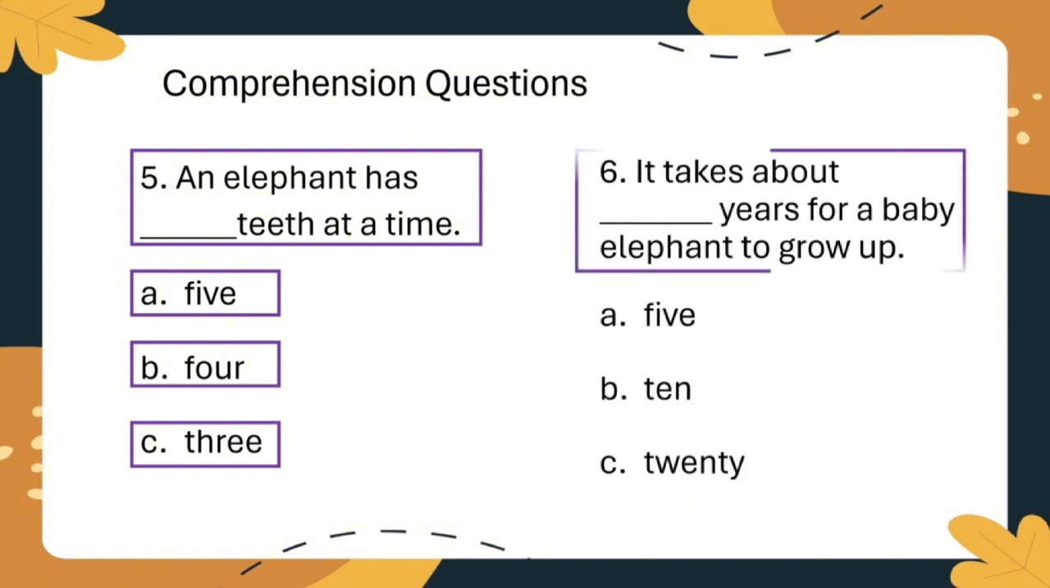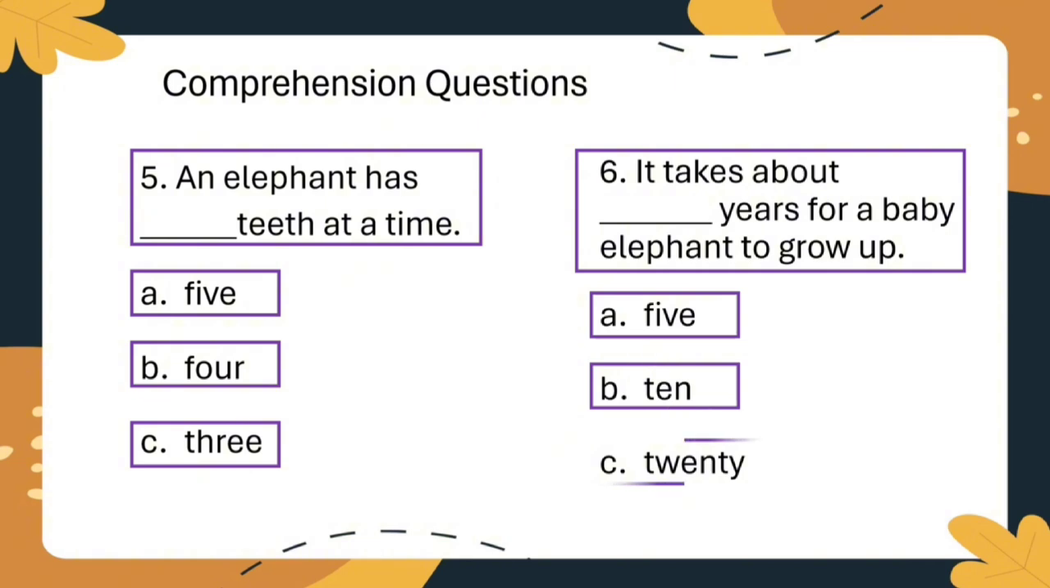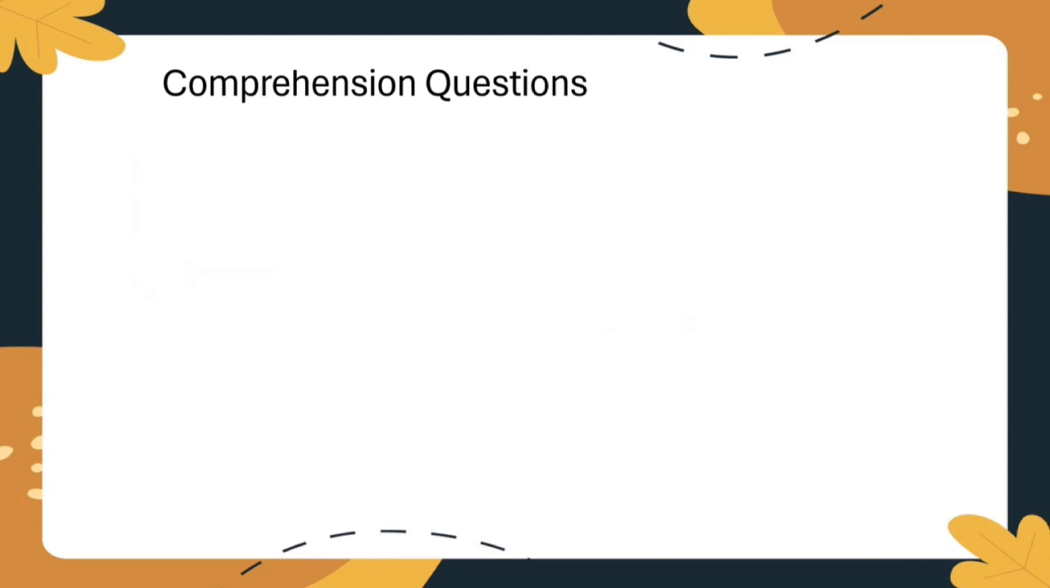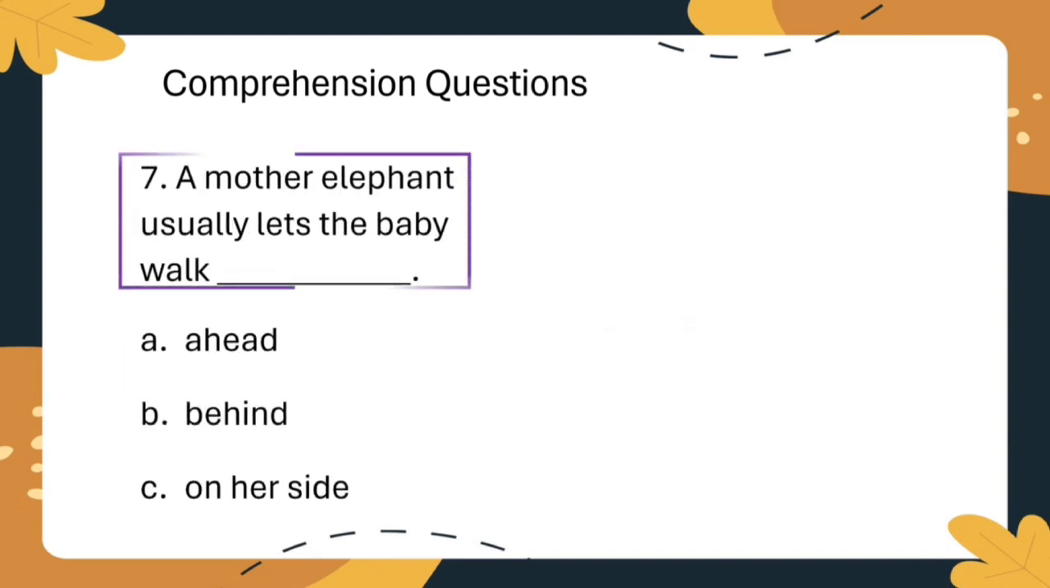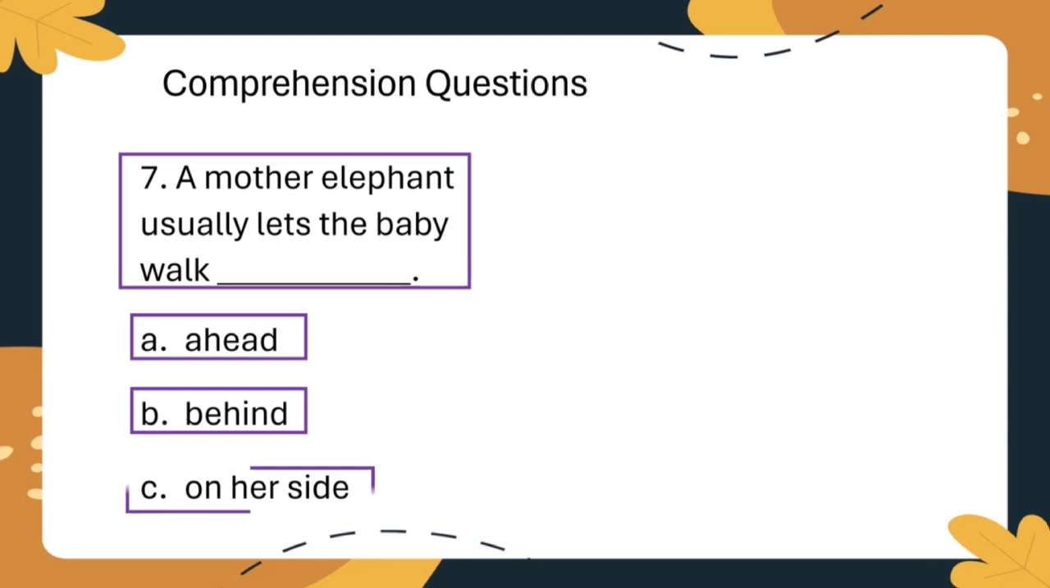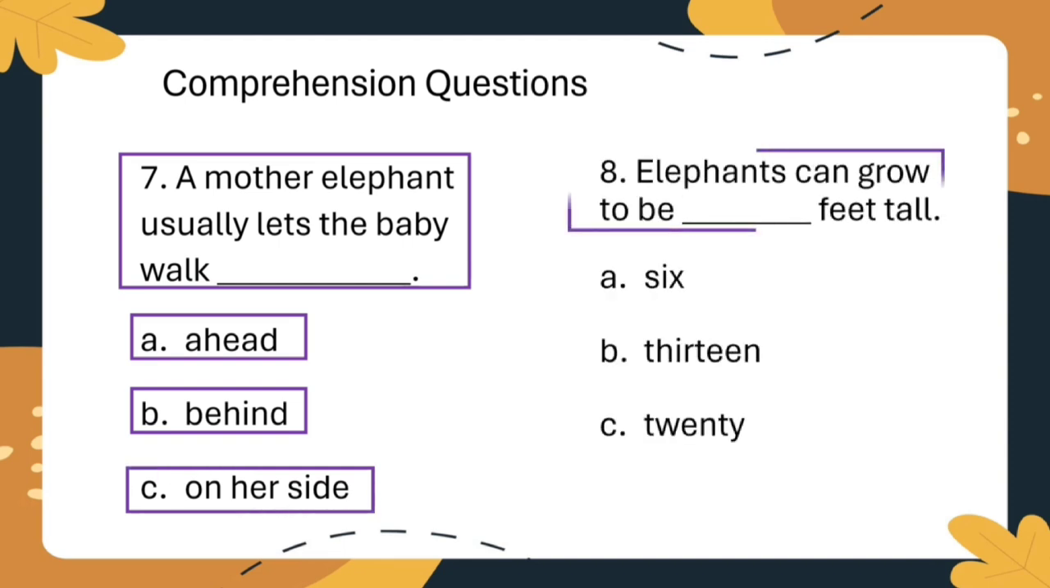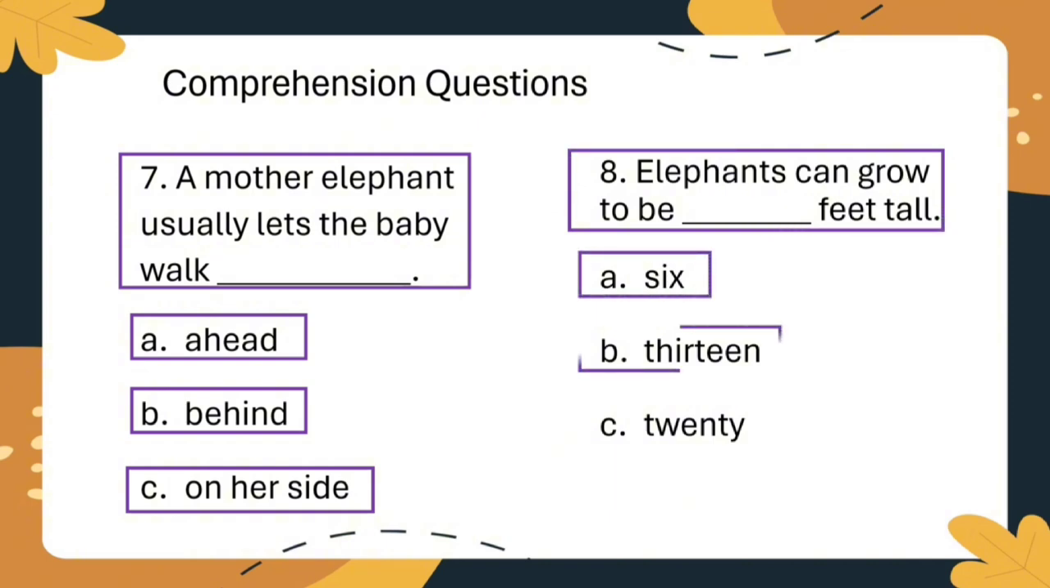6. It takes about blank years for a baby elephant to grow up. A. 5. B. 10. C. 20. 7. A mother elephant usually lets the baby walk blank. A. Ahead. B. Behind. C. On her side. 8. Elephants can grow to be blank feet tall. A. 6. B. 13. C. 20.